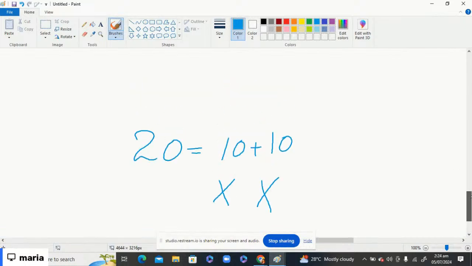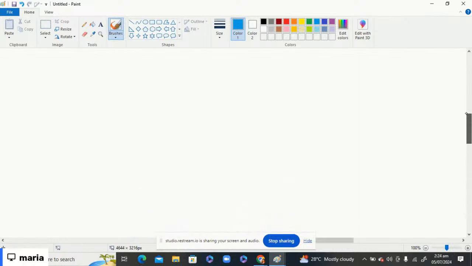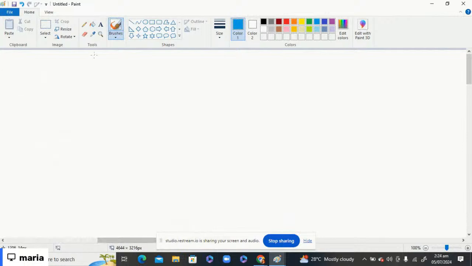Now if I'm going to write it down, for example, I'm just going to write it down here, 25. So what does it mean? It means that 20 plus 5. So what is 20? That is double X. And for 5, as we know, it's V.